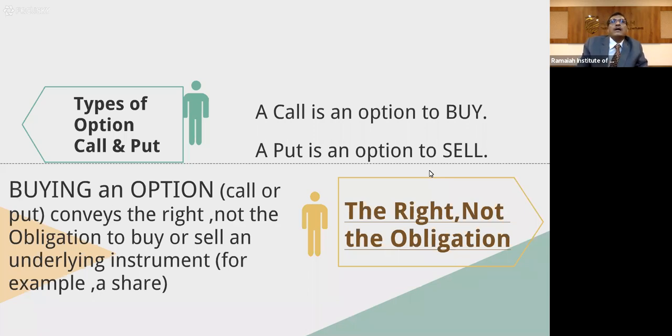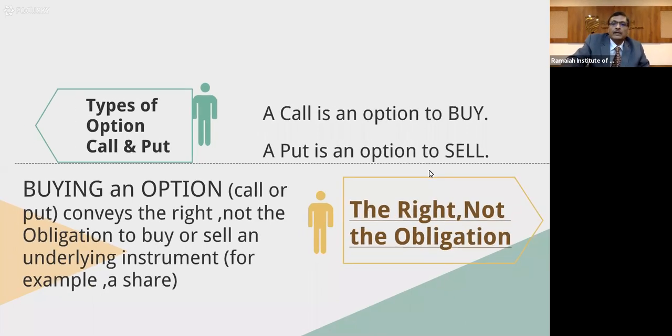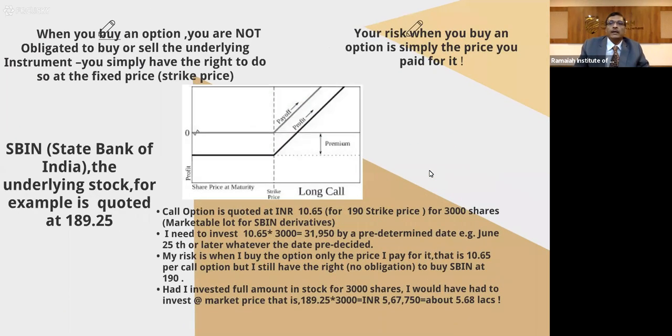So when I buy an option, it can be a call or a put. I have the right, but not the obligation, to buy or sell, which means at a certain point in time, when the expiry date comes, I may buy or I may not buy. That's left entirely up to me. When you buy an option, you are not obligated to buy or sell the underlying instrument. I simply have the right to buy it at the fixed strike price at expiry.